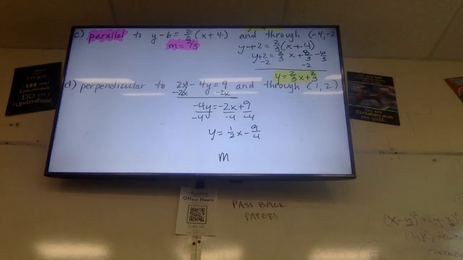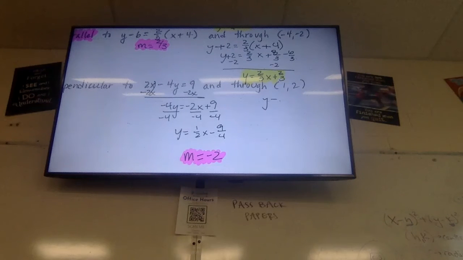Now for this last one, my slope is 1/2. What's that opposite reciprocal going to be? -2. I know I hear people, let's fight through, let's finish this. You can do it. Once we know our slope is -2, you do whatever method you do to figure out what your slope intercept is.